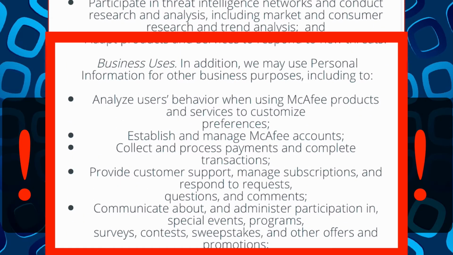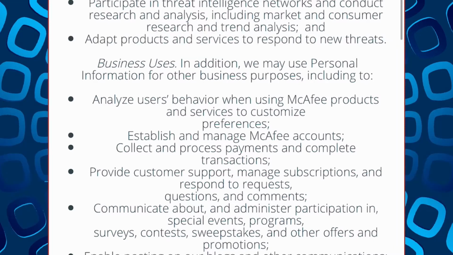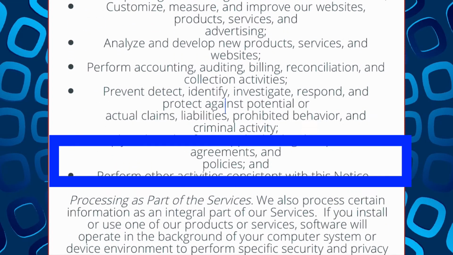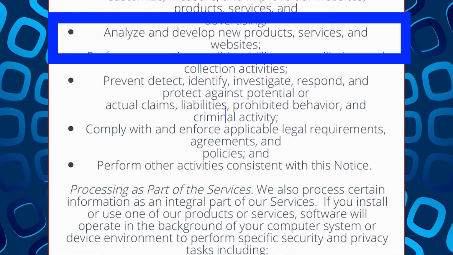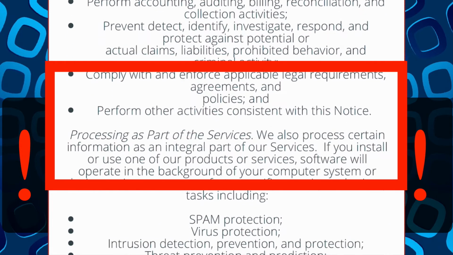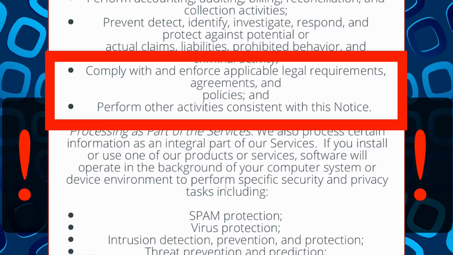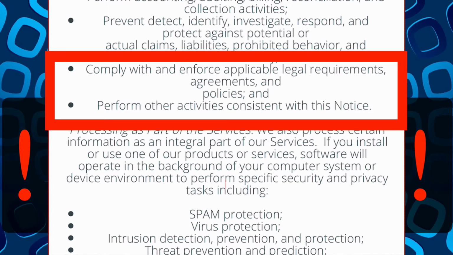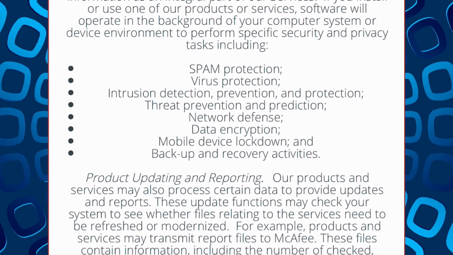There are business uses. In addition, we may use personal information for other business purposes, including analyzing your behavior, establishing and managing McAfee accounts, collecting and processing payments, providing customer support, communicating about special events, improving their websites, improving their services, to prevent, detect, identify, investigate, respond and protect against potential or actual claims, liabilities, prohibited behavior and criminal activity, to comply with and enforce applicable legal requirements, agreements and policies, and perform other activities consistent with this notice.